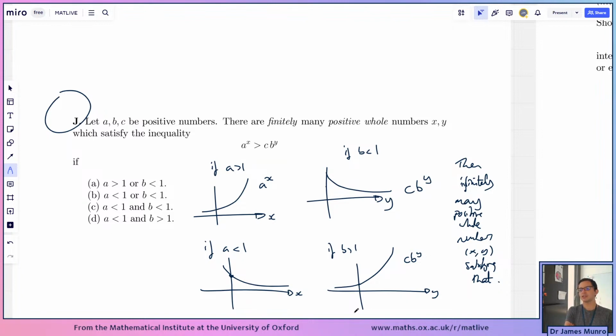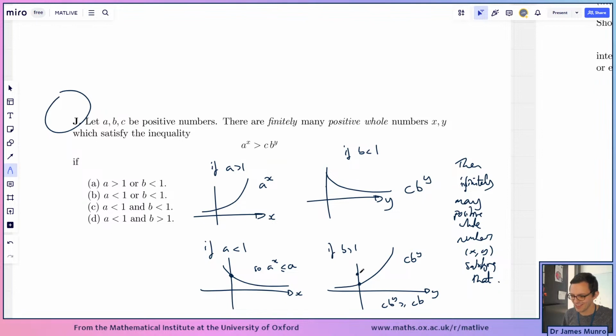Examples where a to the x is bigger than c times b to the y. I think that's the case because they're positive whole numbers. So there's this bound that a to the x will be smaller than 1, smaller than a, since x is a positive whole number, while c times b to the y will be quite large. So, okay, in the case that there's this kind of band then between cb up to a.